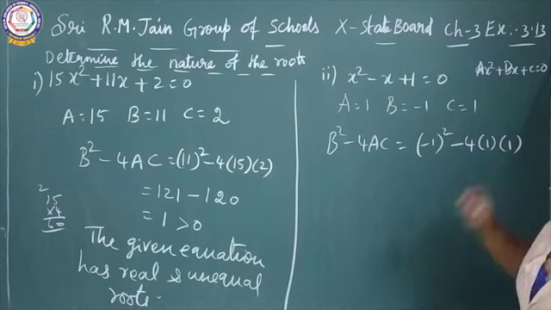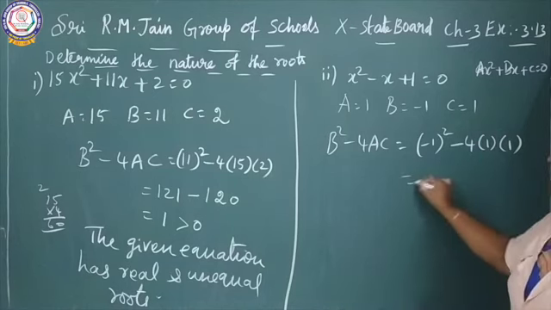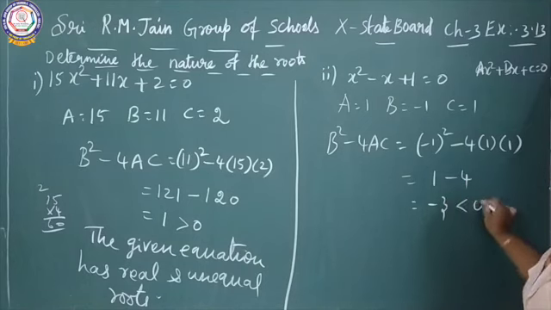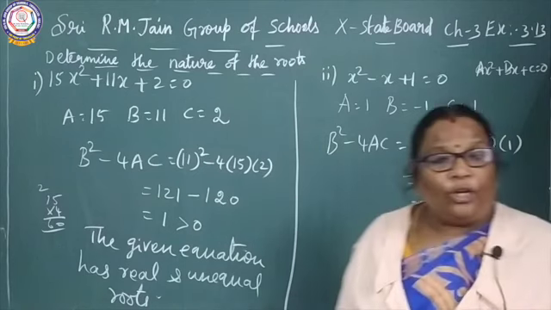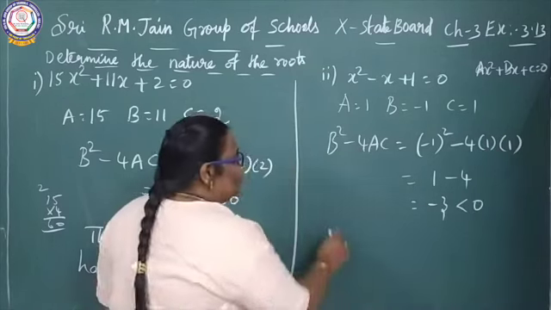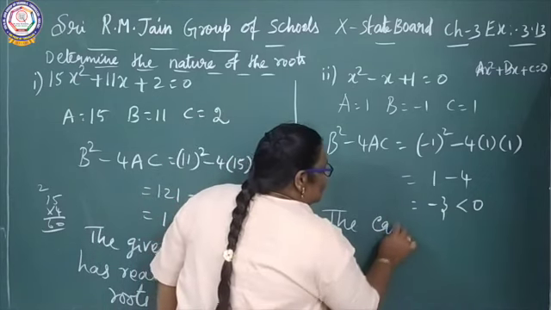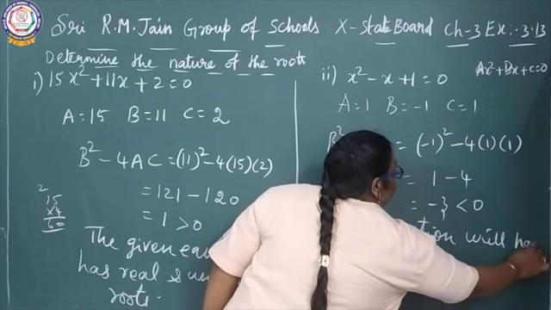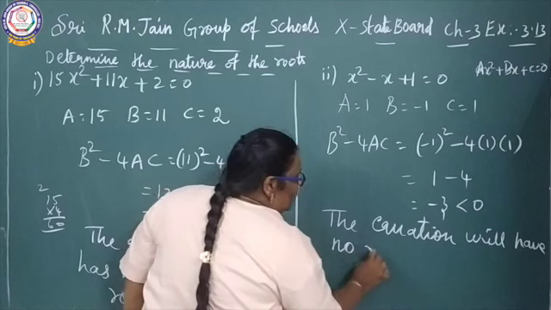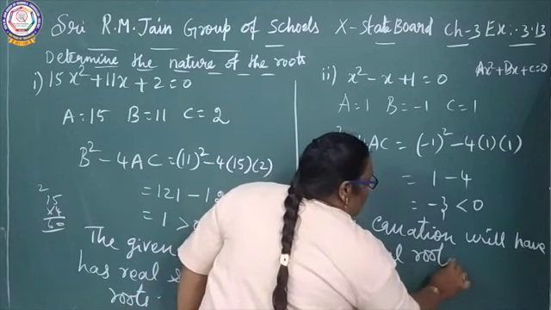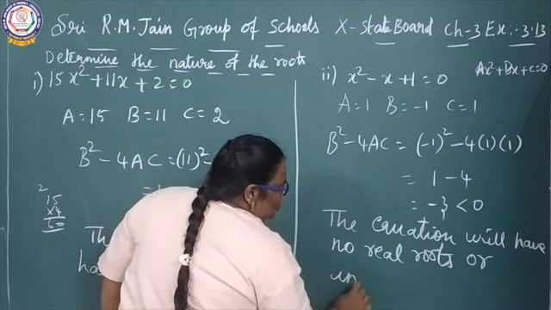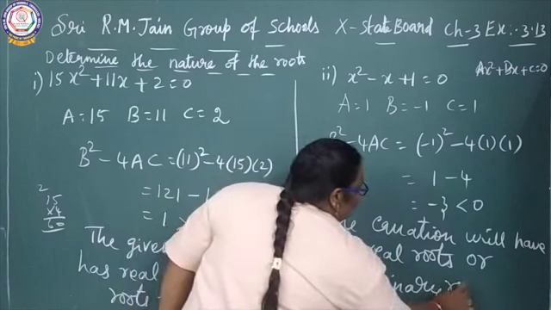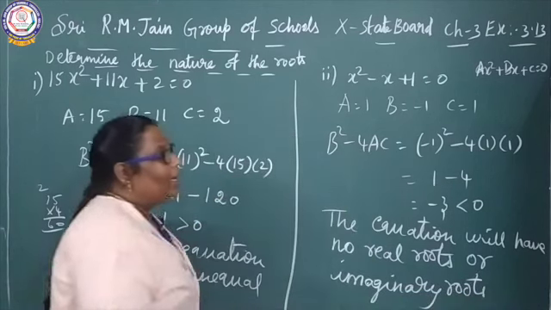It gives 1 minus 4, which is minus 3, less than 0. Negative means less than 0. The equation will have no real roots, or imaginary roots.